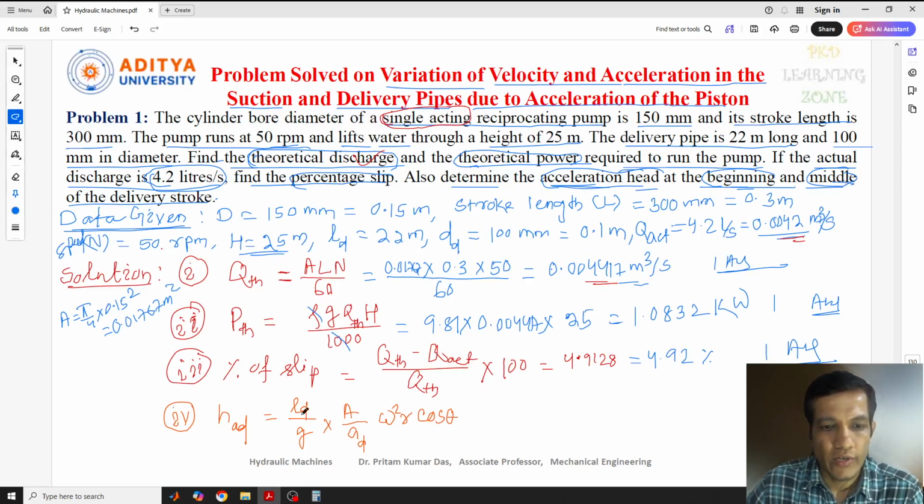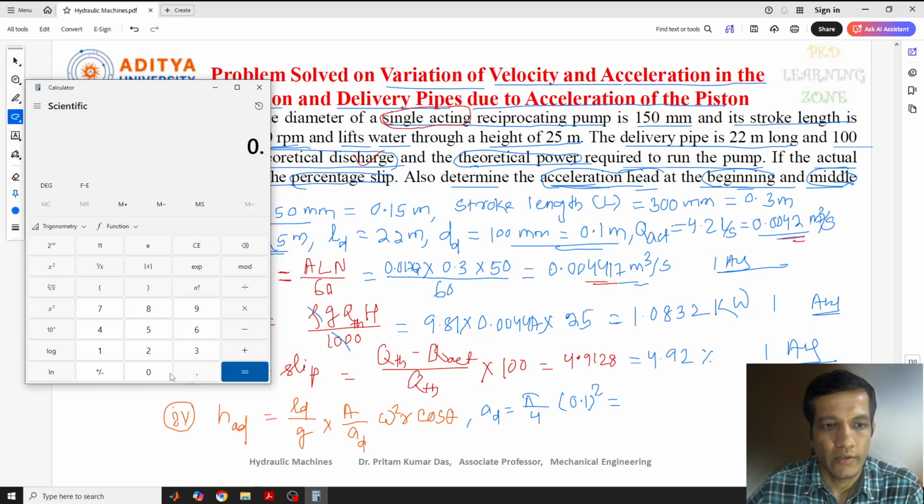Here these are the values required for us. L D is given, g value known, area also known, omega square. We need to calculate the area of the delivery pipe, A D equals pi by 4 d square. The diameter is given here. This diameter is different and that diameter is different. So I need to put the value of this diameter, 0.1 square. So it's pi by 4, multiplied by this. Let's solve it: 0.1 square into pi divided by 4.